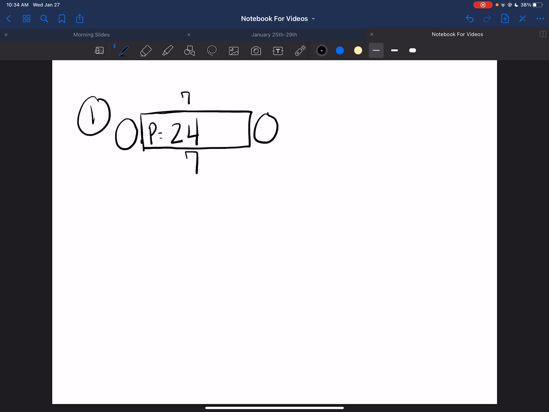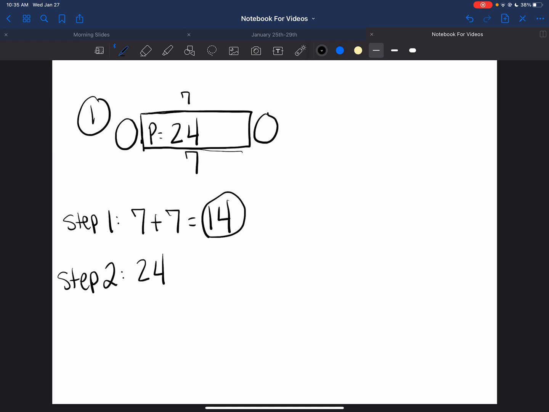And just like we talked about in class, there are 3 steps that we must do in order to solve for that missing side. Step 1, we're going to add the sides we already know. We already know 7 and 7, so 7 plus 7 equals 14. So we know that these two side lengths measure 14. Step 2 is to take the perimeter, which is 24 in this problem, and subtract the answer we just received, which is 14. 24 minus 14 is 10.